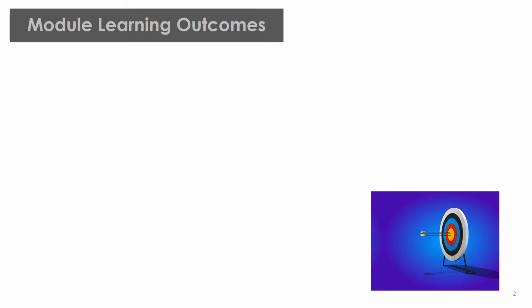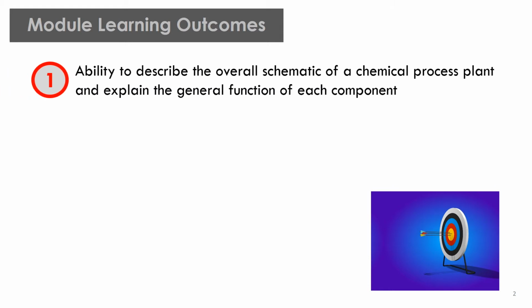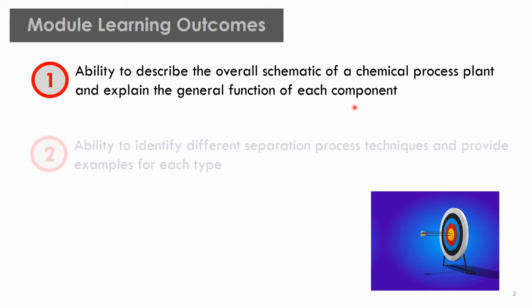Okay, so there are 3 module learning outcomes that you as a participant need to achieve at the end of the module. The first one: you need to have the ability to describe the overall schematic of a chemical process plant and explain the general function of each component appearing in that schematic.